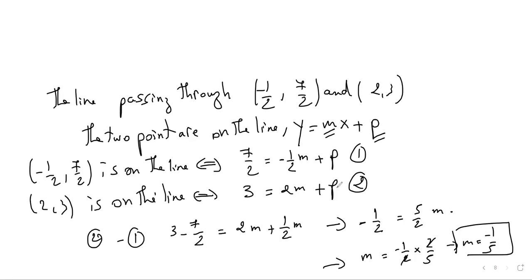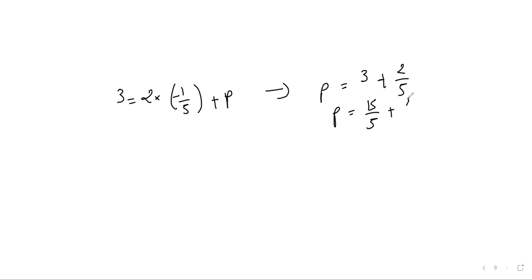Now you just pick one of the equations and substitute the value of m to get the value of p. For example, I will pick the second equation. So 3 is equal to 2 times -1/5 plus p. So p is equal to 3 plus 2/5. I can write it as 15/5 plus 2/5, which is equal to 17/5.